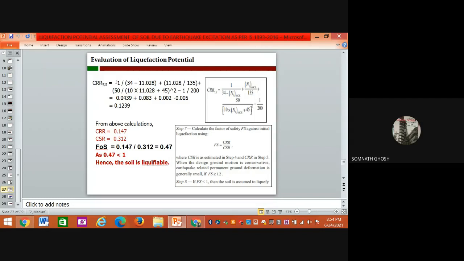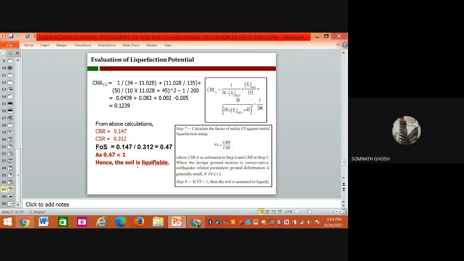Now then your CRR, I'll send you these calculations. Don't worry, okay? And this value they have calculated. Then CRR is this, CSR is this. Then the ratio of these two is the factor of safety. That they got 0.47. So you have to do it up to this level.